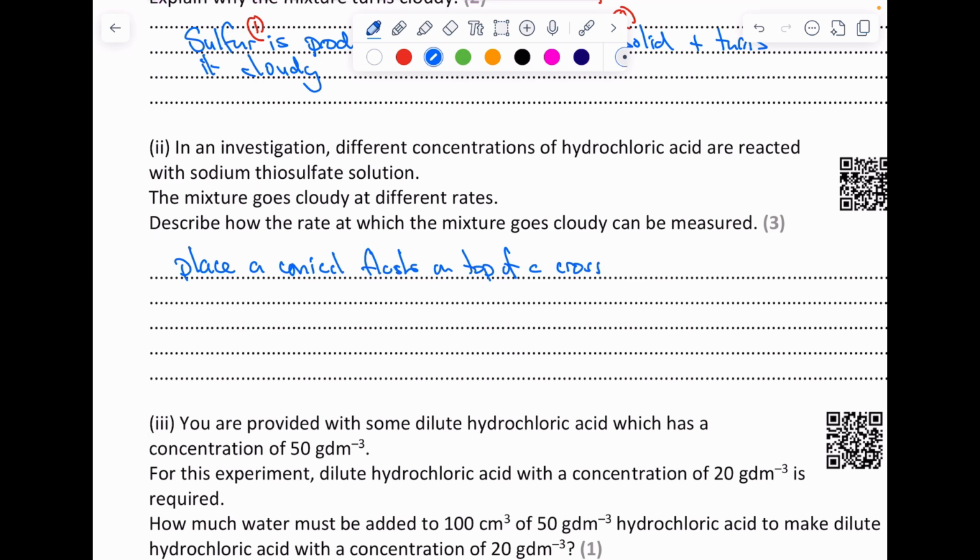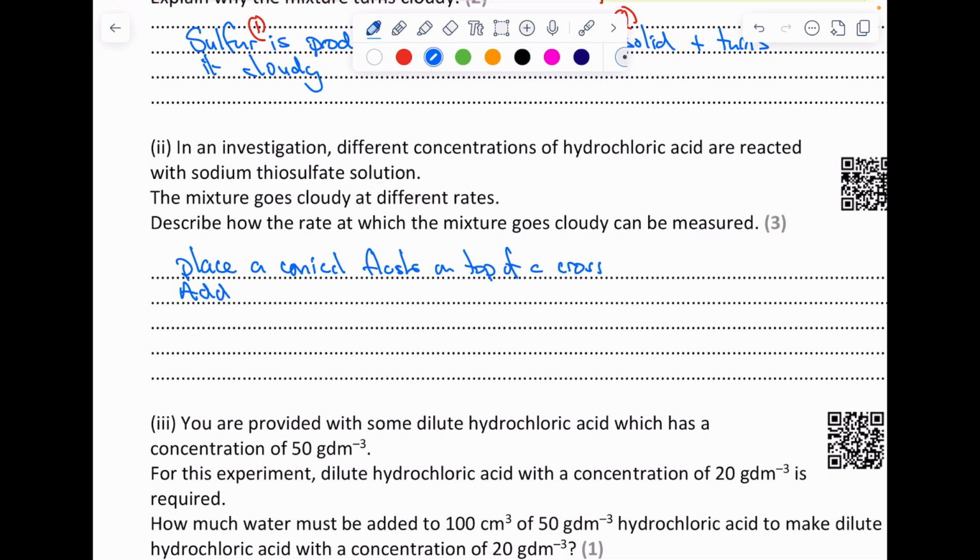You would then add the reagents to the flask and time how long it takes the cross to disappear. So when you can no longer see the cross. Okay, so mark wise, it's 3 marks, 1 mark for each line in that response.